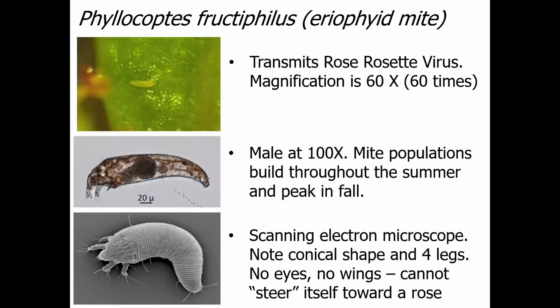Now, I mentioned the mite. The mite that transmits Rose Rosette is very, very tiny. It's so much smaller than a spider mite. We can see a spider mite, not well, but we can with a magnifying glass. You can't see an eriophyid mite with a magnifying glass. The size difference between an eriophyid mite and a spider mite is about the same as between a bunny rabbit and an elephant. So they're really small.